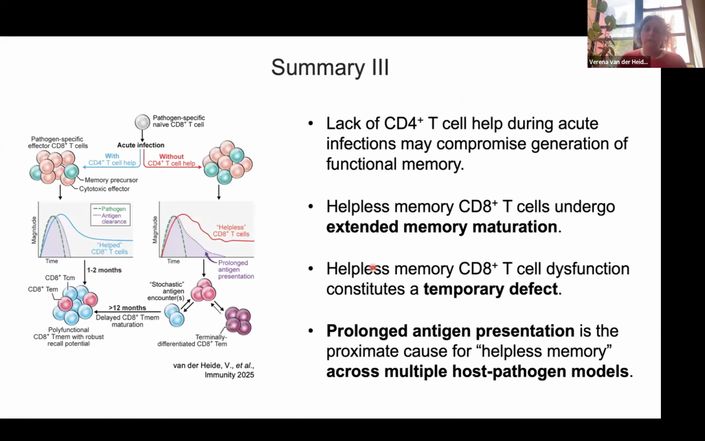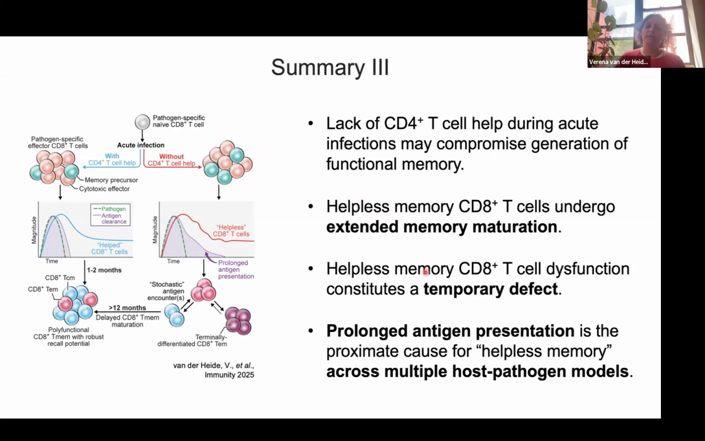So in summary, what we were able to show in this paper, confirming the earlier paper, was that, yes, absence of CD4 T cell help during acute infections can compromise the memory T cell pool and lead to dysfunctional CD8 T cell memory. The system predisposes the helpless T cells to have a higher composition of memory precursor subsets. We see this in all of the systems that we looked at. But in general, all of these helpless memory T cells are effectively also undergoing memory maturation. It just takes them a little bit longer.